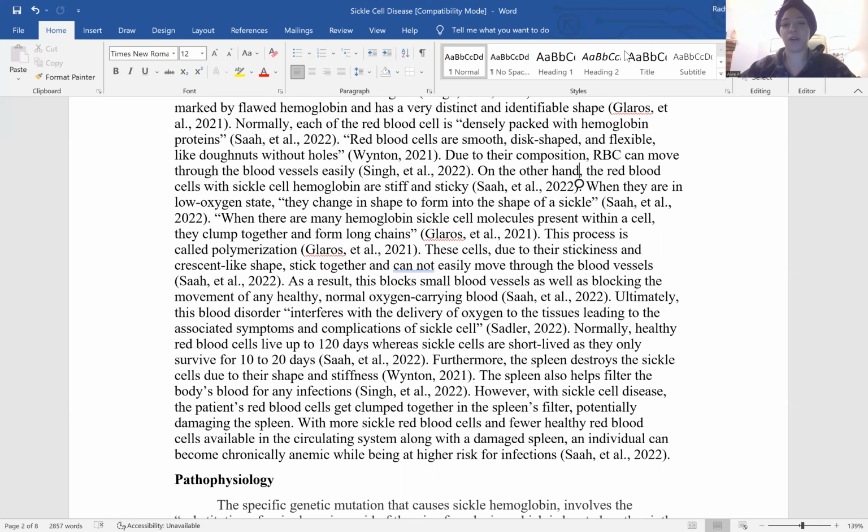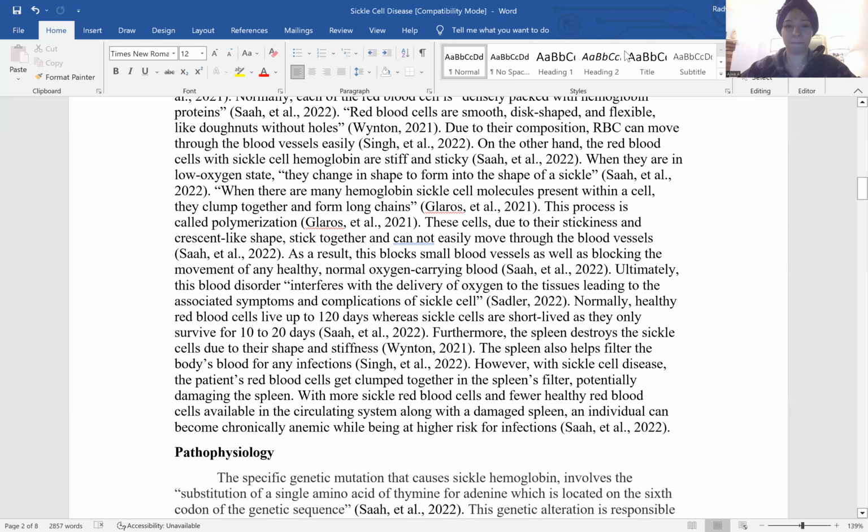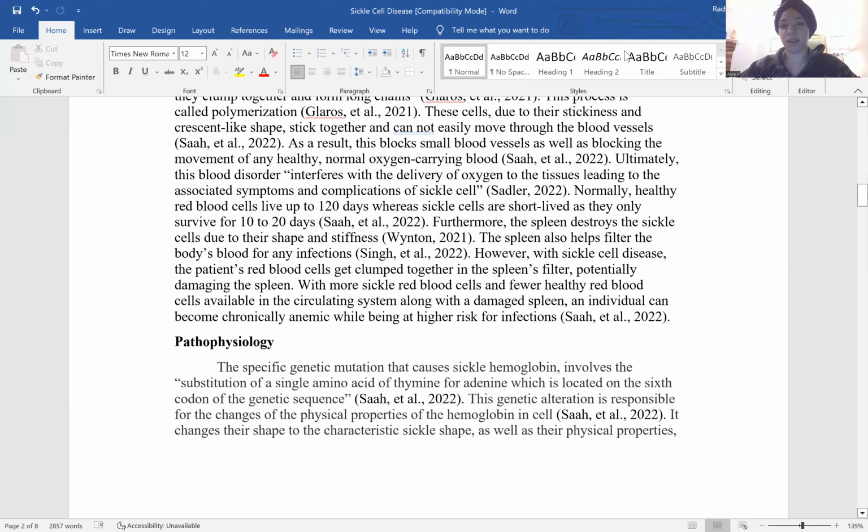When there are many hemoglobin sickle cell molecules present within a cell, they clump together and form long chains. This process is called polymerization. These cells, due to their thickness and crescent-like shape, stick together and cannot easily move through the blood vessels. As a result, this blocks small blood vessels as well as blocking the movement of any healthy, normal oxygen-carrying blood. Ultimately, this blood disorder interferes with the delivery of oxygen to the tissues, leading to the associated symptoms of complications of sickle cell.